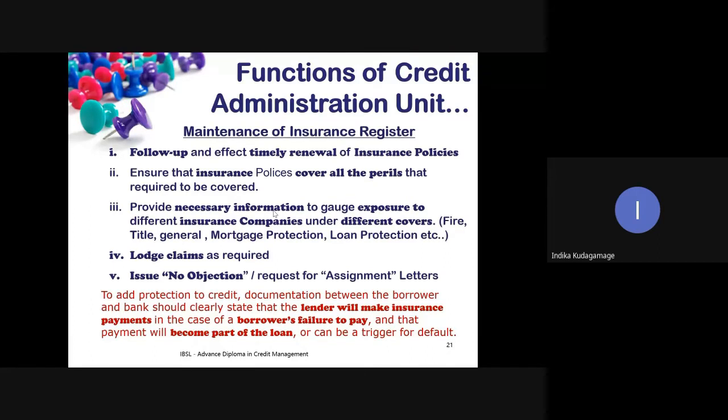Then the risk department should give us information like, okay, insurance policy wise, what is the exposure the bank will have? Because if one insurance policy goes bankrupt, we all get hit. Right? There can be anything. So risk parameters have to be there, and CAU should maintain those things. Whenever there is a claim requirement, we have to lodge the claim. Then sometimes we will have to give a no objection letter. All those things need to be done by a separate unit.